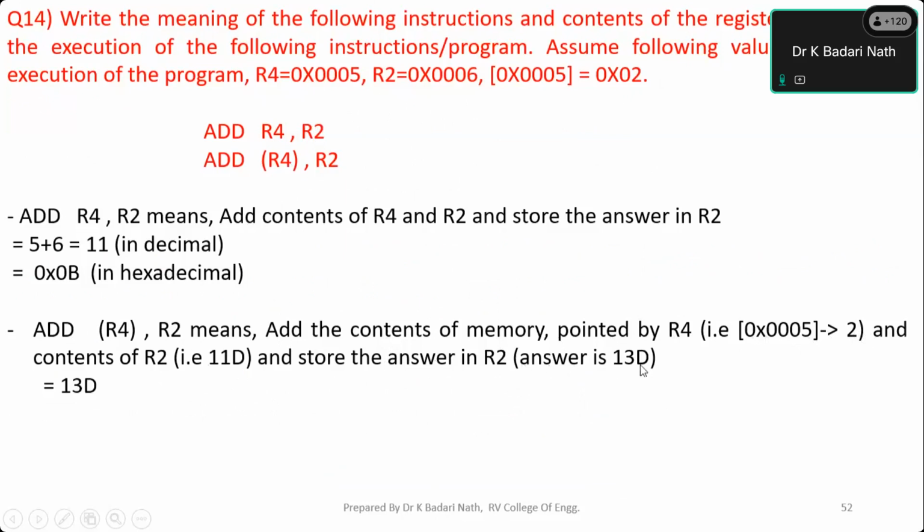Answer is 13D. Because of the first instruction, R2 contents has become 11. And because of the second instruction, 2 is added to the 11. It becomes 13 decimal. Or you can write it in hexadecimal also. So like this, given a set of instructions, find out the value in each destination register after each instruction, and then use that value in evaluating the next instruction.